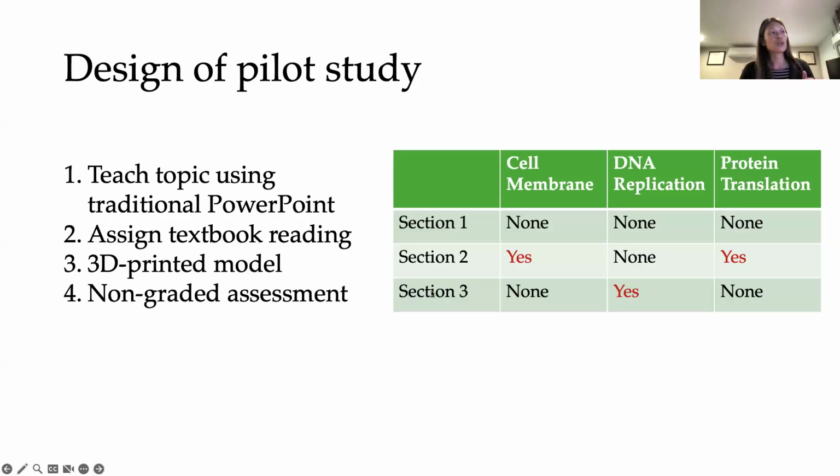In sections 2 and 3, we alternated the use of a model to try to take the teacher variable, the instructor variable, and the student variable out of it. Section 2 would receive the cell membrane model, and then the next model, they would not receive it. And then the last model, they would. Section 3 would receive no model, yes to a model, and then no to a model.